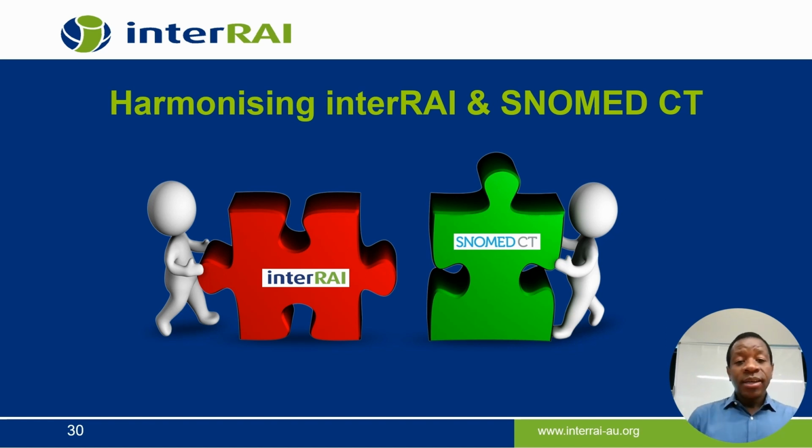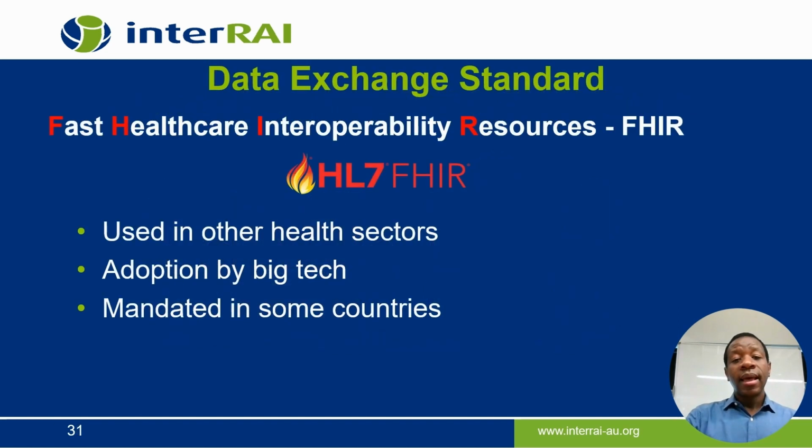And so, alignment with a terminology system like SNOMED CT is one aspect. The second aspect is data exchange standards, where we will need to specify the representation of inter-rai data and define the rules for their exchange between information systems. And in this area, we are looking at FHIR, or Fast Healthcare Interoperable Resources, which is the latest specification out of HL7. Now, there are several reasons we've chosen FHIR, both strategic and practical. And chief among those reasons is that FHIR is already being used in other healthcare sectors within and outside Australia.